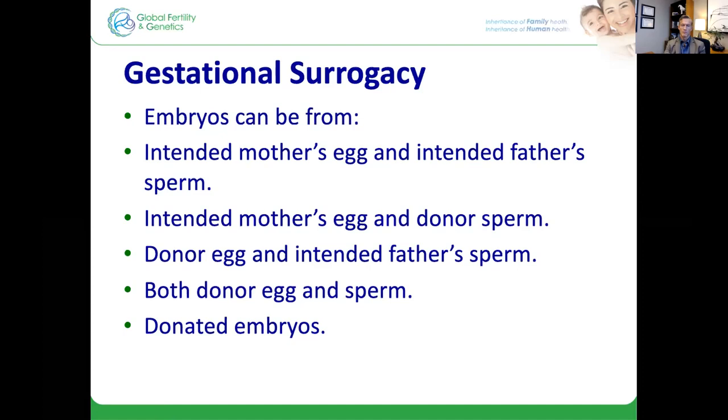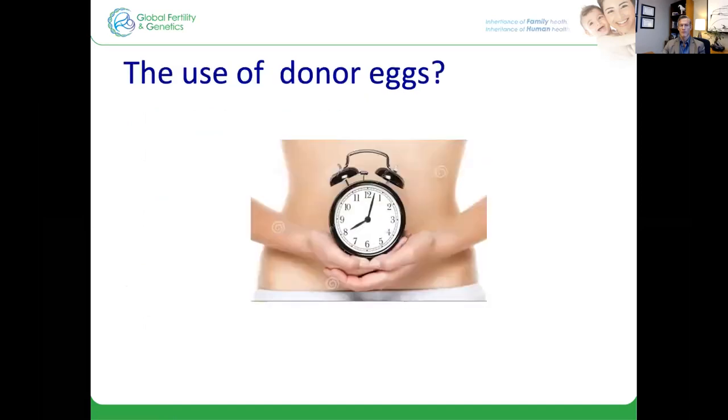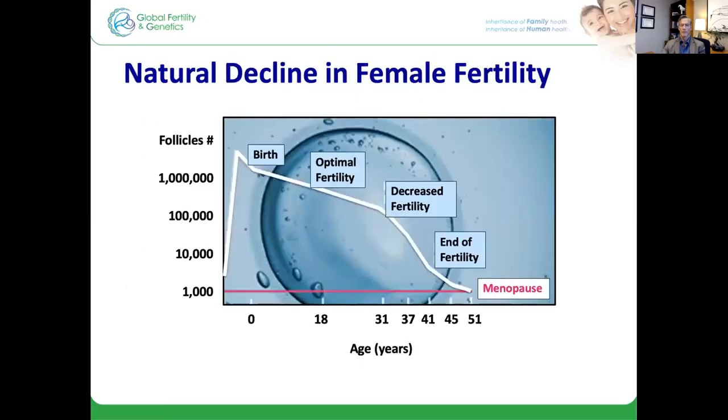So these are embryos that are usually made from other couples, the extra embryos that are not used. Some of the couples will donate their embryos for patients who have problems, and they can use them to have a pregnancy and a baby. When do we use a donor egg? Or why do we use a donor egg?